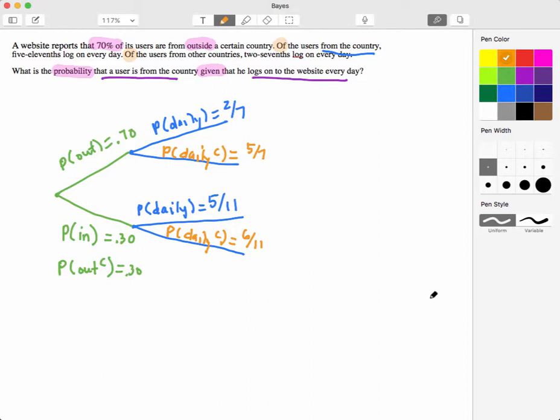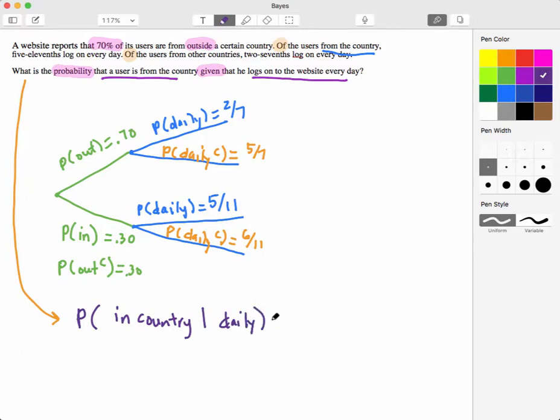So at this point, let's look at the real question. What's the probability that a user is from the country given that he logs on every day? So what this means in symbols or in probability notation is, what's the probability that they are in the country, given, that's the symbol for given, that little vertical line, given that they log on to the website daily.